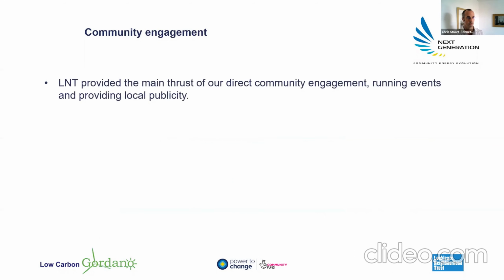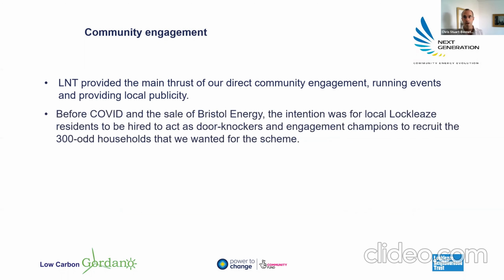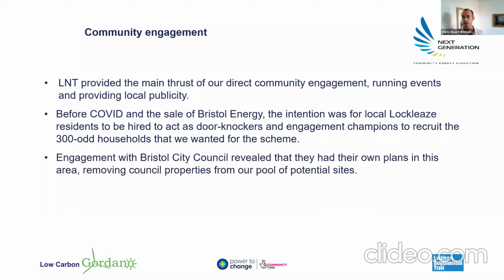Lockleaze Neighbourhood Trust, so Suzanne Wilson, provided the main thrust of our direct community engagement. They have a very active community hub in Lockleaze, so she was running events and providing local publicity and generally getting the message of what we were trying to do out to the population. Before COVID and the sale of Bristol Energy hit us, the intention was for local Lockleaze residents to be hired to work as door knockers and engagement champions, so effectively going street by street, asking people if they'd heard about the scheme, whether they'd be interested, and signing them up to the initial feasibility, the preliminary suitability studies.